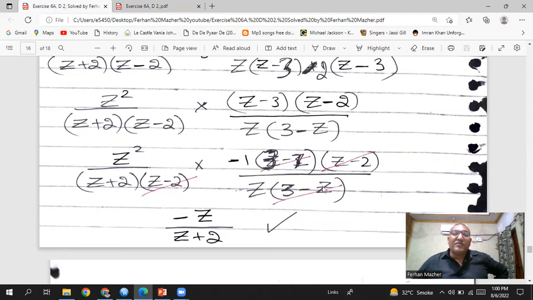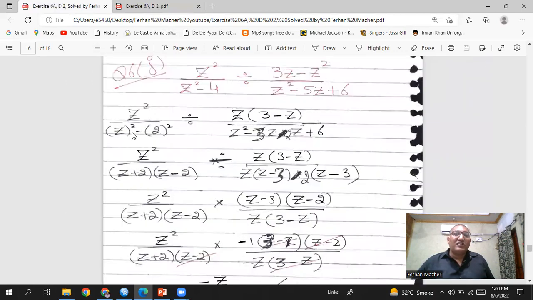This 3 minus z and 3 minus z will be gone. So this is z squared. This is z raised to power 1. So 2 minus 1, that will be 1. So you will have minus z raised to power 1 and divided by z plus 2. So this is how you will do this question.